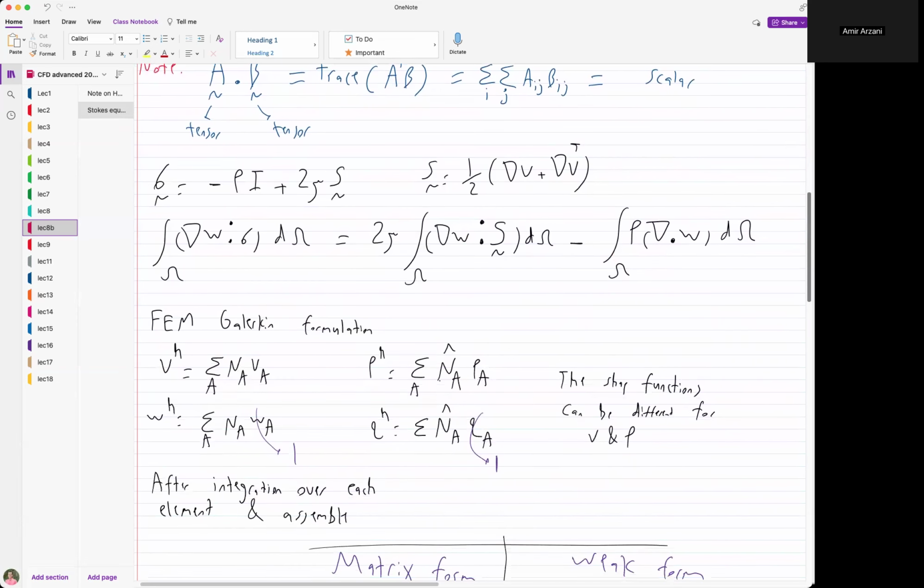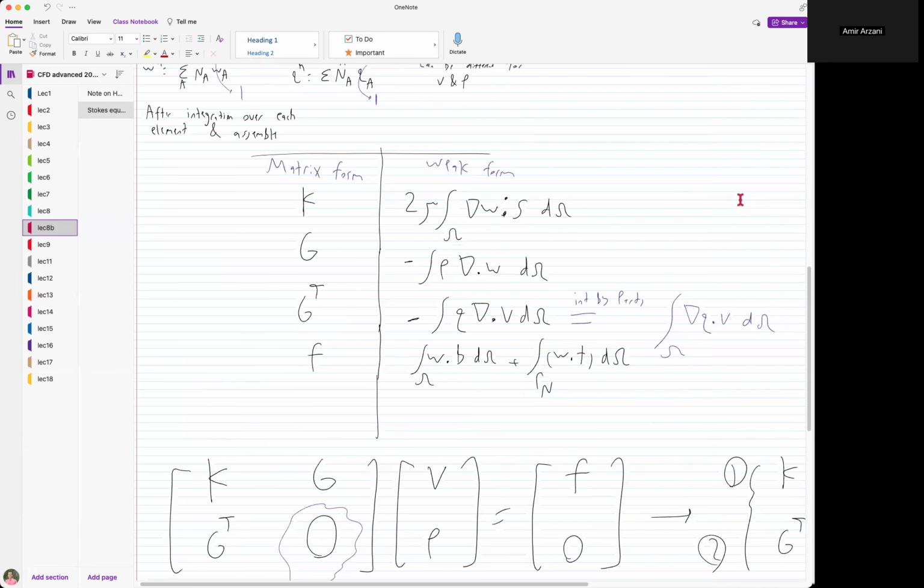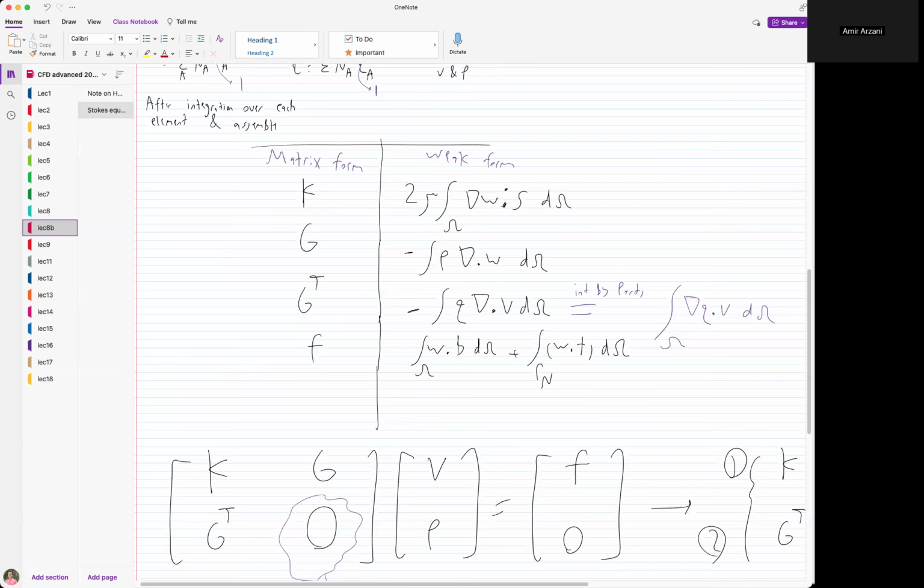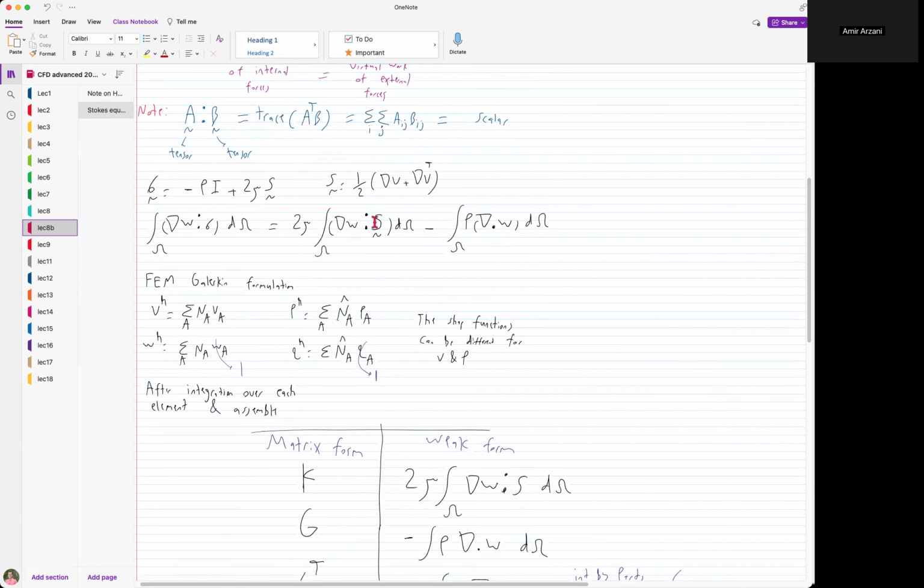And then, just like before, you use a Galerkin formulation: you replace your unknowns v, your velocity, and p, your trial functions, with these basis functions, same thing. And you have the nodal degrees of freedom, v_A, p_A, and similarly for the weight functions, the test functions for velocity and pressure. Now if you just plug this in, integrate over each element and assemble, at the end of the day, this is the weak form that we get, and we get different matrices. So we have this matrix, which comes from the grad W double dot S term.